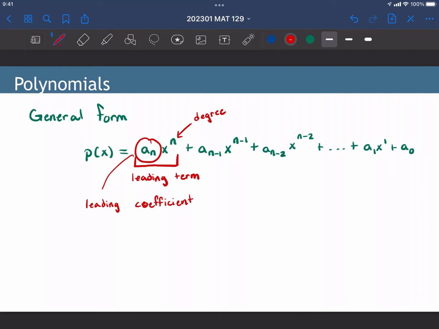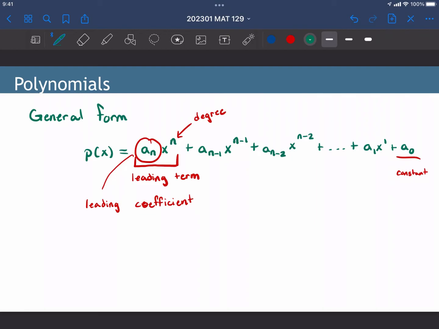Okay. And so that's helpful. And then a sub 0, by the way, that's a constant. Call that a constant, because it's just a number. Now, when we write the general form, we have all the parts there. So from your highest power marching all the way down to your constant. But if I give you a polynomial, all those pieces might not be there. Okay? And so let's just look at an example underneath here.